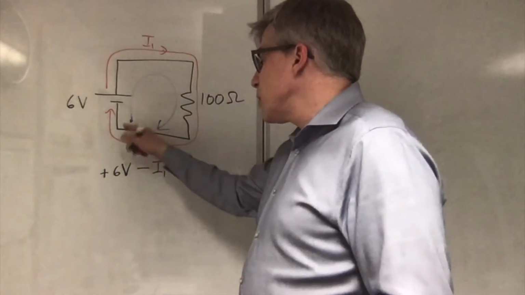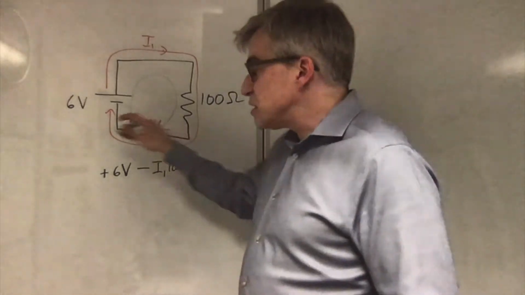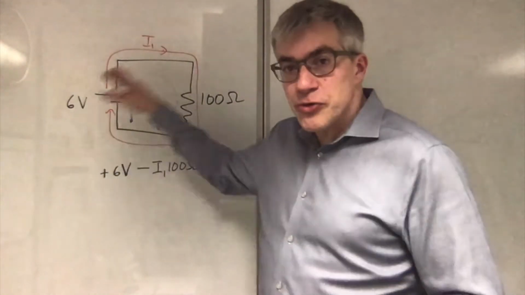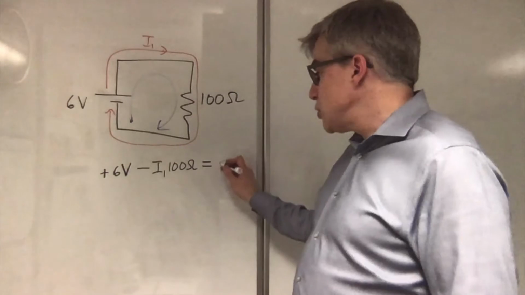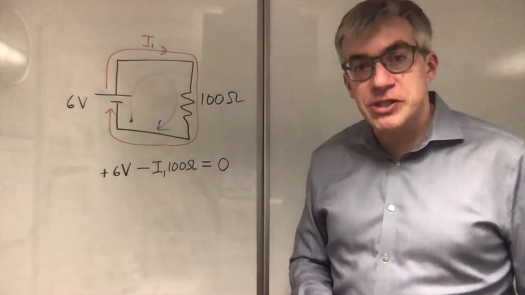And then we keep going and we're back where we started. And since voltage is a property of a location, if you go through a complete loop, you're back where you started. Your total change in voltage has to be 0.